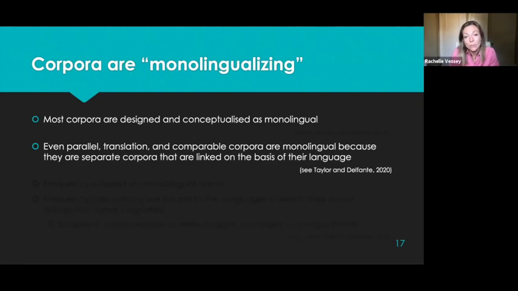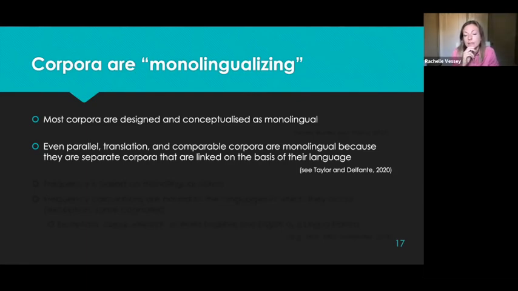Well, most corpora tend to be designed and conceptualized as monolingual. And there's been some interesting work, an edited collection by Nurmi, Rütten, and Pahta, who talk about finding multilingual elements. Even when corpora are designed to be monolingual, there's so much multilingualism in them that tends to go against their expectations. So there's been some work on that. But even parallel, translation, and comparable corpora are monolingual in a sense, because they're separate corpora that are linked on the basis of their language. So there's still that linguistic lens rather than a social lens, one that would allow for more incorporation of natural diversity.